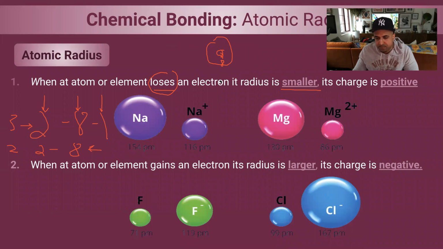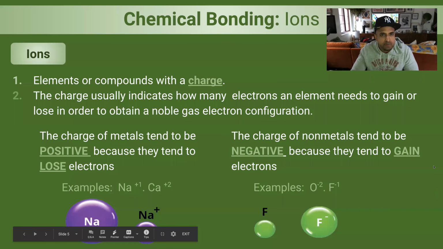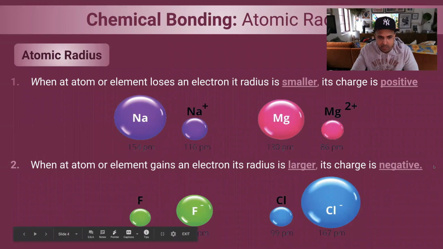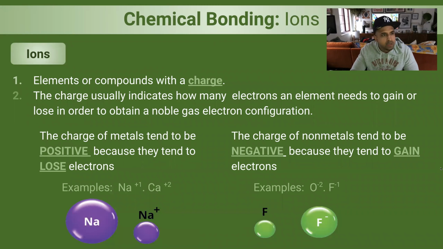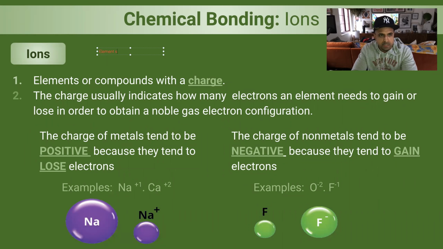Now, the explanation is actually a little more complicated than that. If you want the more complicated explanation, just message me on Remind, and I will gladly go over that with you. Again, just to repeat, gaining an electron means a larger radius, losing an electron means a smaller radius. Next, ions. Elements and compounds are neutral, so maybe jot that down. That's from lab 13 again.